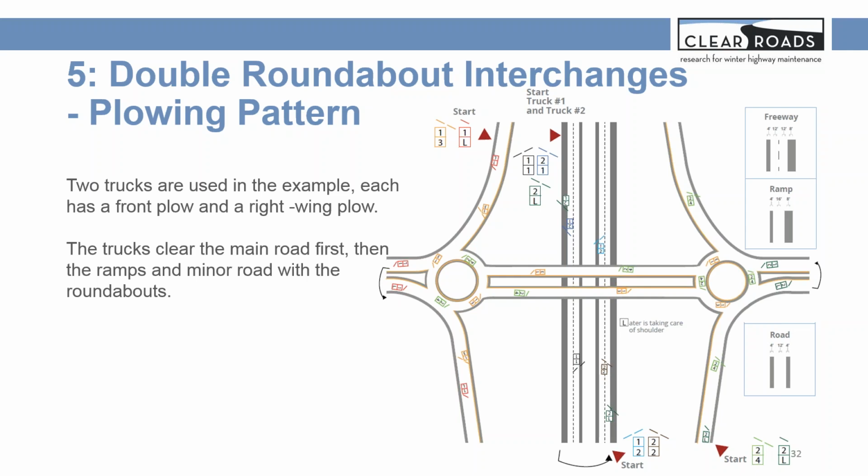And it turns around and has another later pass we call 2L, to clear the shoulder, the right shoulder of the off-ramp and on-ramp. And this will complete all the passes.